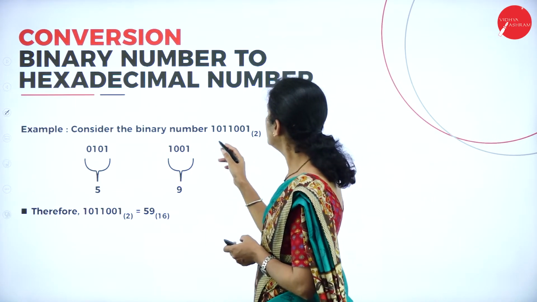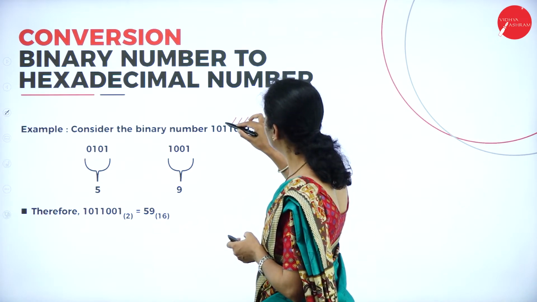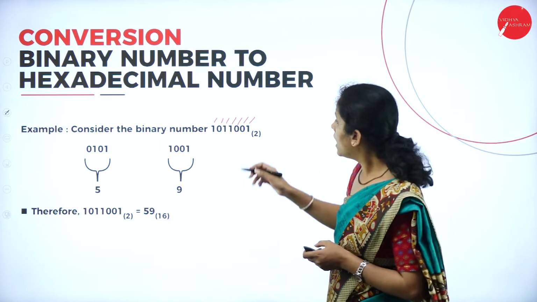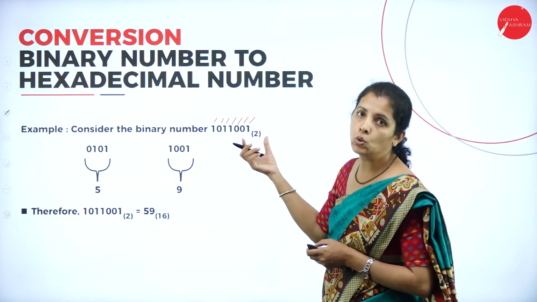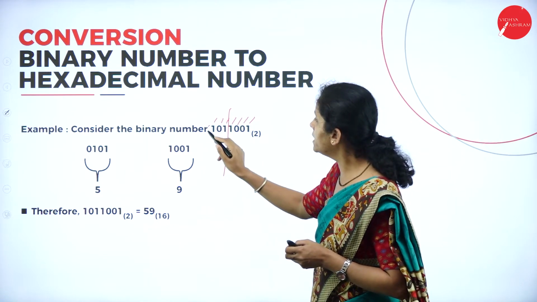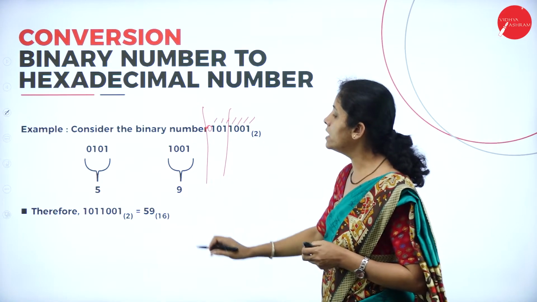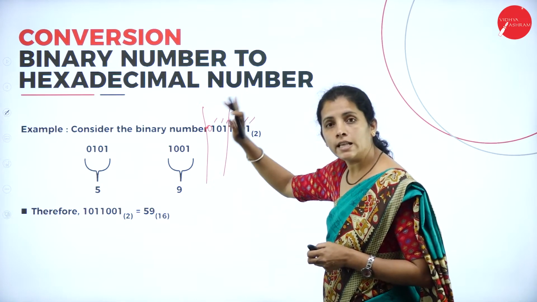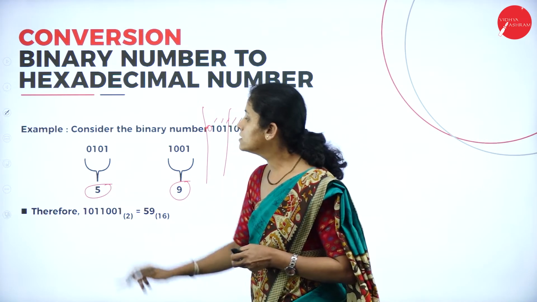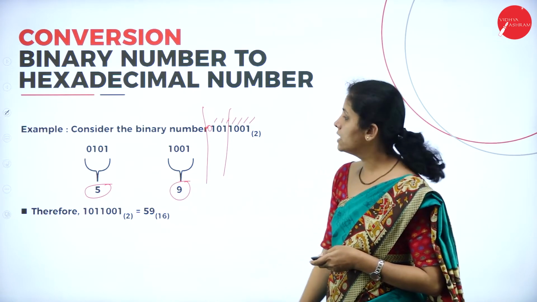Now let me consider the example here. So I have the given number. For example, 1, 2, 3, 4, 5, 6, 7. Total 7 bits, and I want to make 2 groups. Each group must have 4 bits, and to make it 4, I'm going to add the 0, and I'm going to write the hexadecimal equivalent of this binary. This is the hexadecimal equivalent of the given binary number.